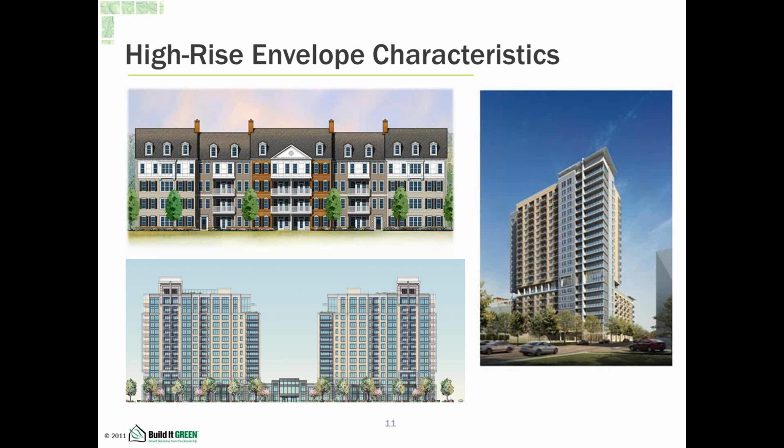Now our high-rise envelope characteristics. They're typically more than three stories, at least four stories. As you can see, the top one is a really minimized high-rise construction, and on the right and the very bottom are large-scale high-rise construction. On the right is pretty much what I typically see in the Oakland and San Francisco areas, as well as Los Angeles, as far as high-rise construction.